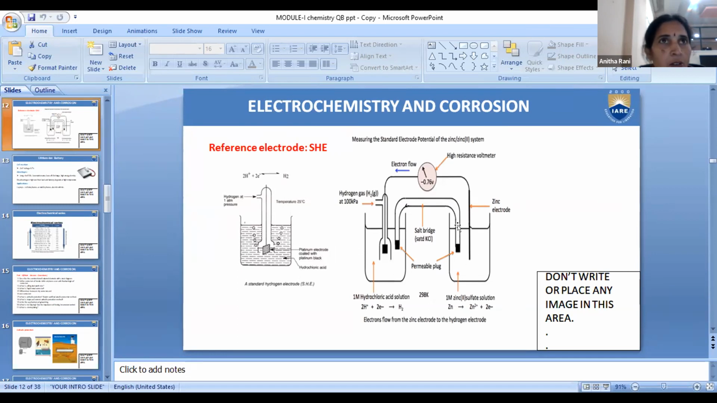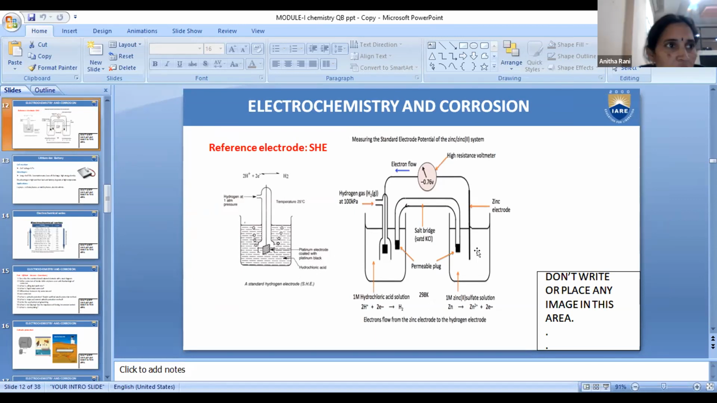In this cell, which is anode, which is cathode? The zinc electrode is the anode. What is the reaction?